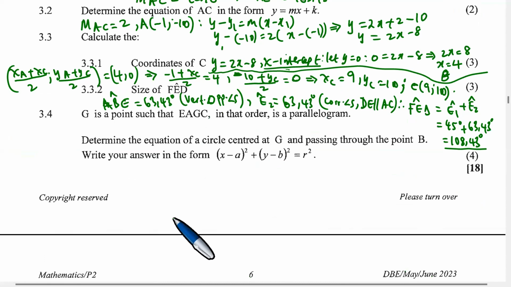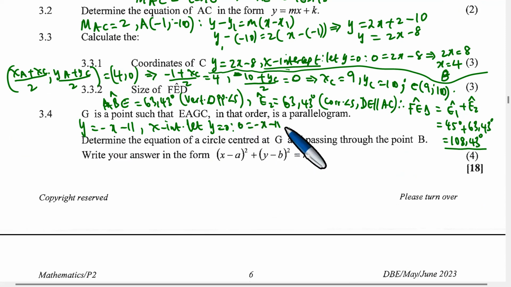So we're going to use that. If you look at the figure, you have y equals minus x minus 11, and you're interested in finding the x-intercept. To find the x-intercept, you let y be equal to 0 in this equation. 0 is minus x minus 11, and that means x is minus 11. That means the coordinates of the point E will be x equal to minus 11 and y is 0.